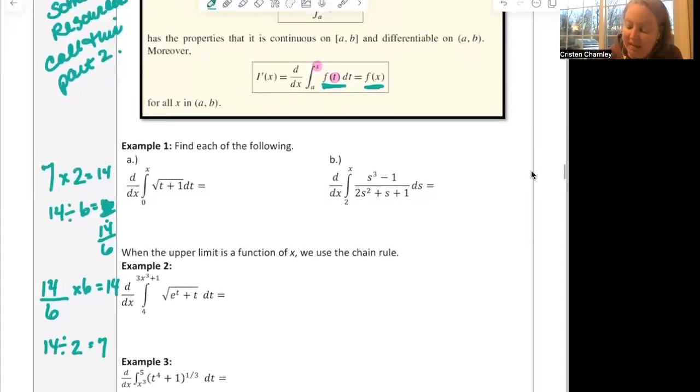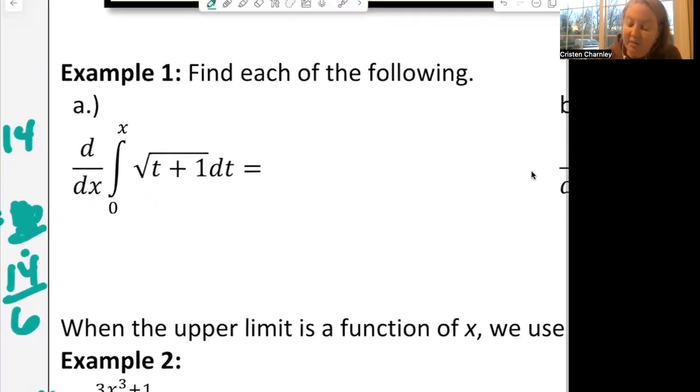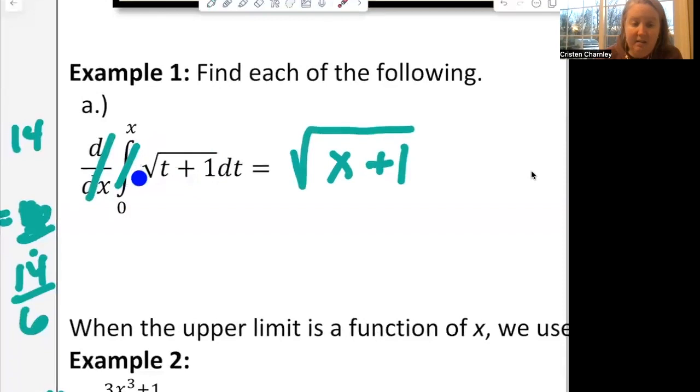So for example 1, we want to find each of the following, the derivative of the integral. Well, if I'm finding the derivative of the integral, they essentially cancel one another out. And I'm going to rewrite this as the square root of x plus 1. I know it feels wrong. I know it feels like you didn't do enough math. But you have to imagine in your head, we found the antiderivative of whatever this is. Then we found the derivative of that antiderivative. So if I found the derivative of the antiderivative, I'm back to where I started. I've just replaced the t with an x. I know it feels weird.